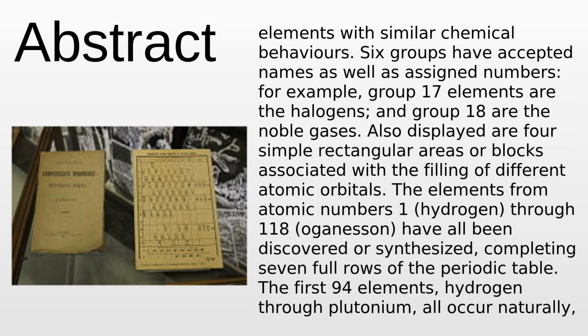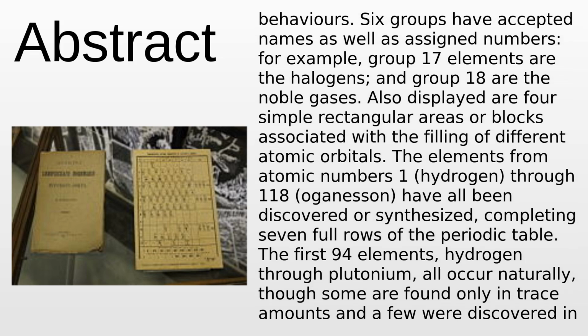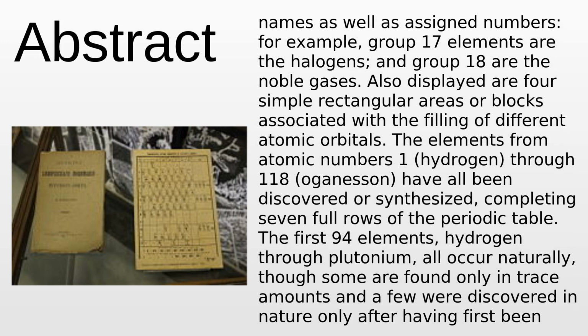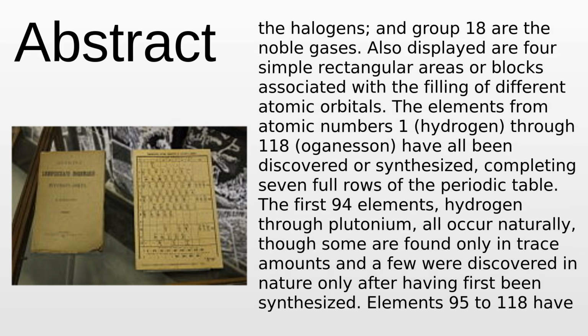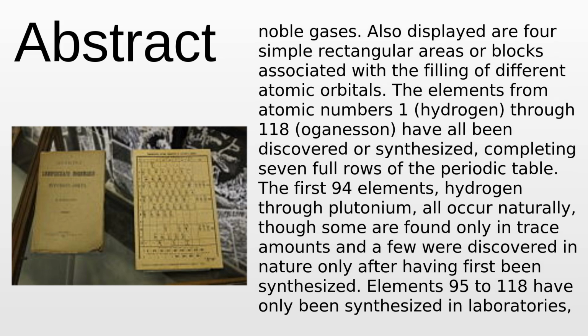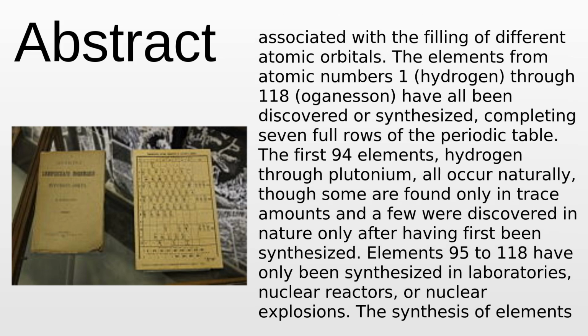6 groups have accepted names as well as assigned numbers. For example, Group 17 elements are the halogens, and Group 18 are the noble gases. Also displayed are 4 simple rectangular areas or blocks associated with the filling of different atomic orbitals.